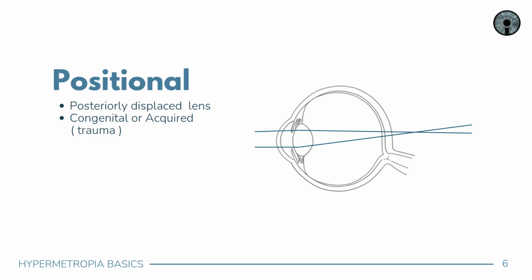We just saw how a change in the refractive index of the lens can lead to hypermetropia. But sometimes the refractive power of the lens might be perfectly normal, but the lens might be abnormally placed, like a posteriorly dislocated lens, either congenital or acquired, as in the case of trauma. Here, the lens converges the parallel rays well behind the retina, leading to hypermetropia. Such a condition, where hypermetropia happens because of malposition of the lens, is known as positional hypermetropia.